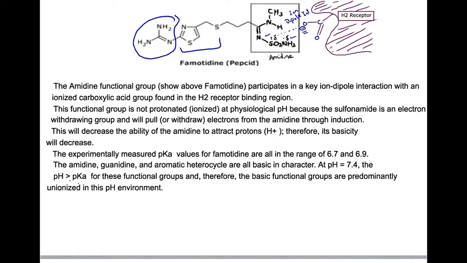Okay, and the pKa range of the phenotidine is always about 6.7 to about 6.9. So at physiological pH, we know the blood pH is about 7.4, we will find that the pH is higher than the pKa. That will make the basic functional group unionized in the environment of physiological pH.